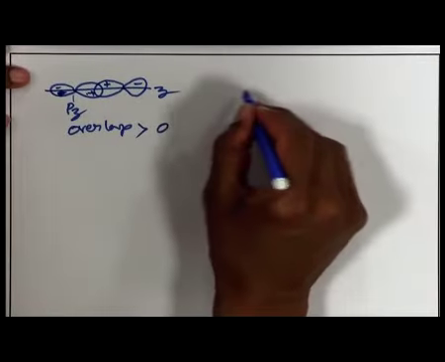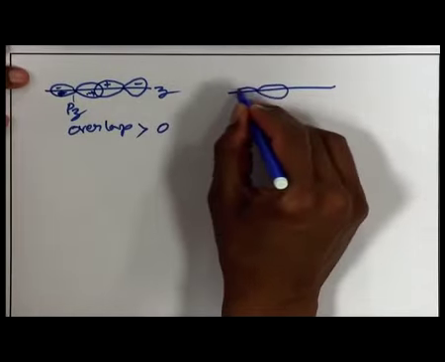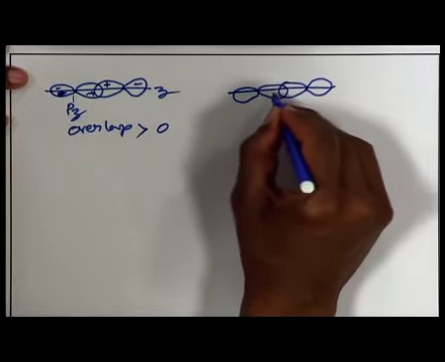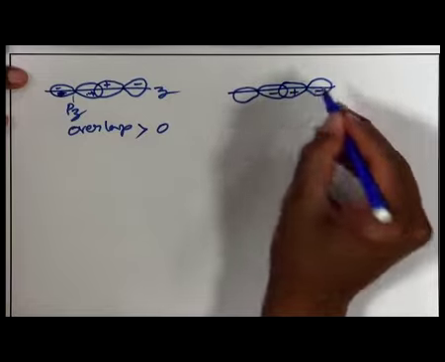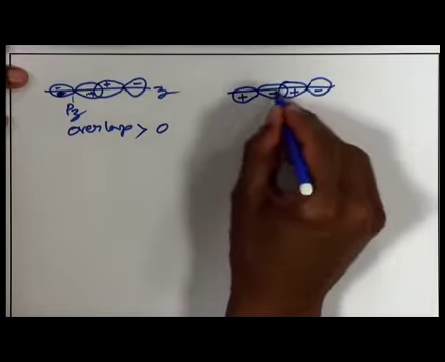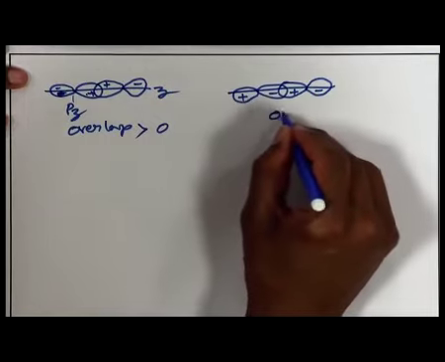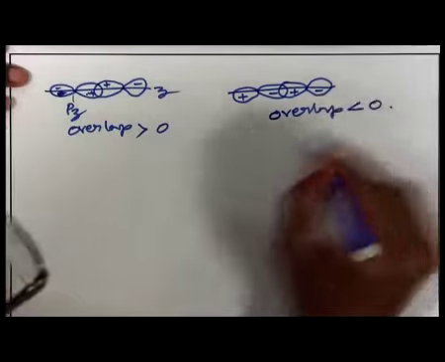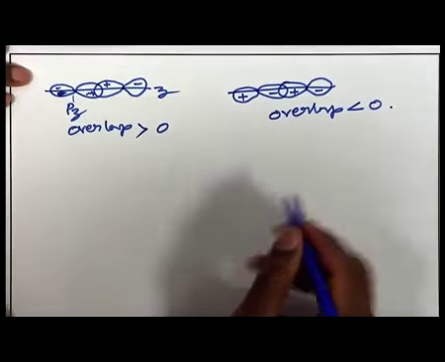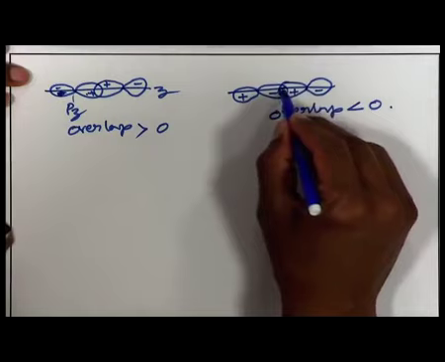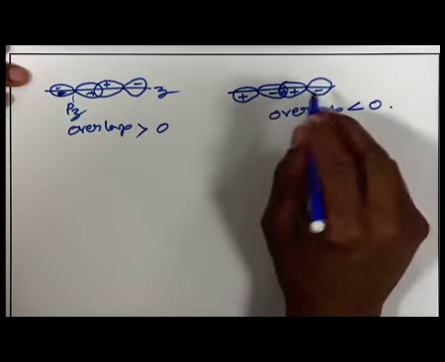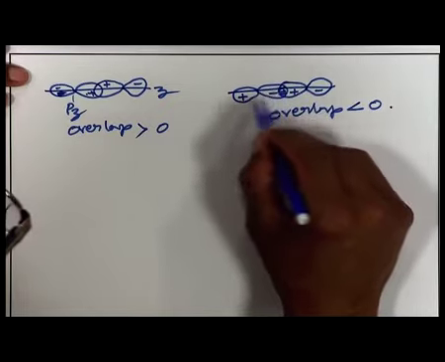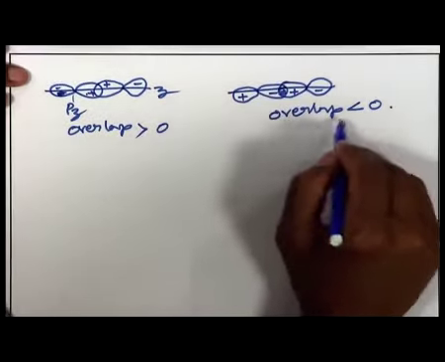If you draw this diagram in this way, this is negative, this is positive, this is negative, this opposite is positive. So, here the overlap is less than 0, because this region is a positive-negative overlap. The positive lobe of this orbital is overlapping with the negative lobe of this orbital. So, as a result, overlap is less than 0.